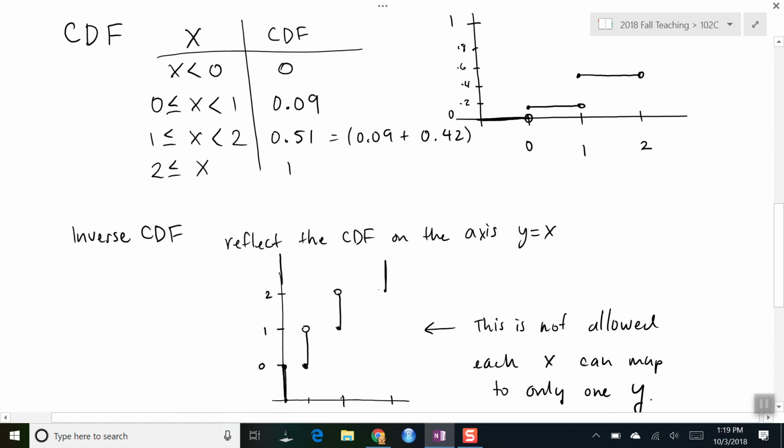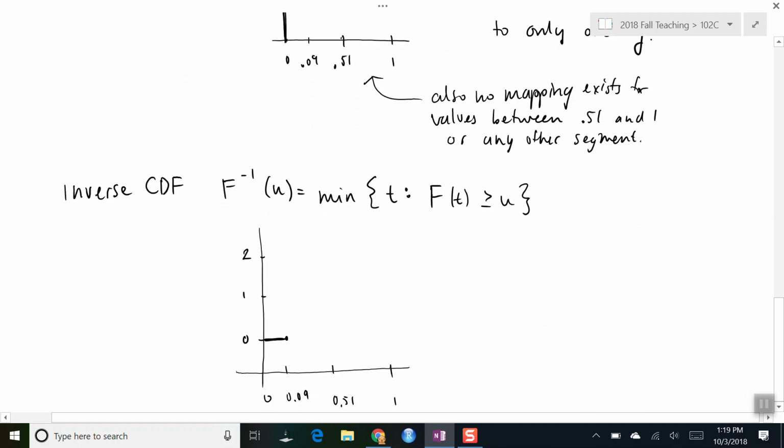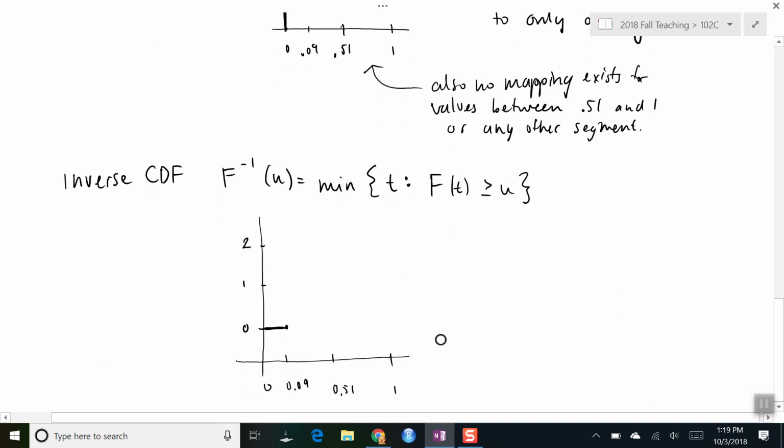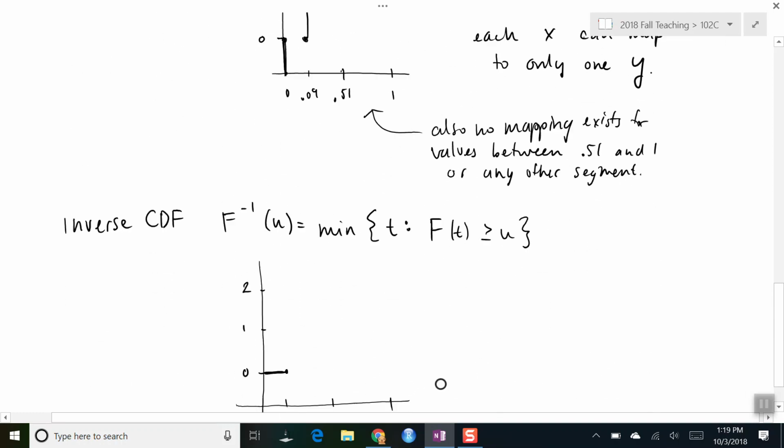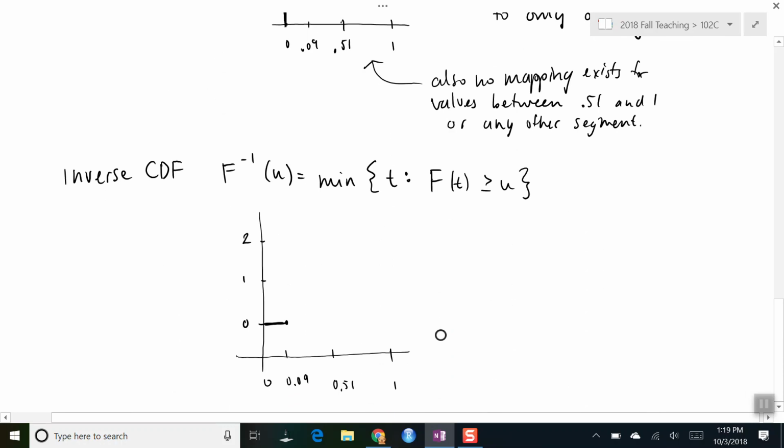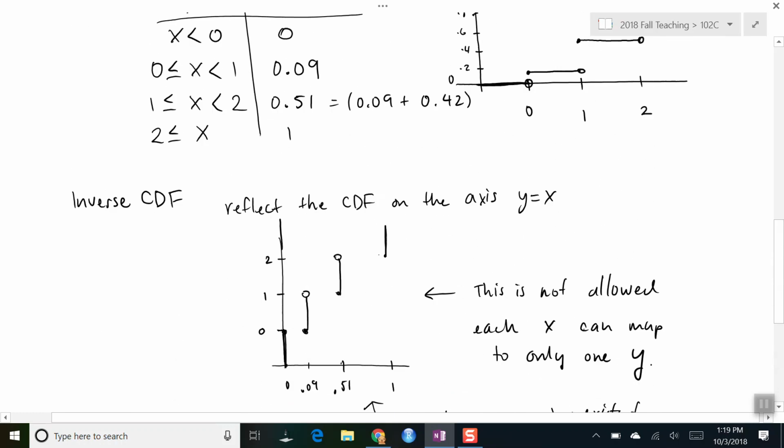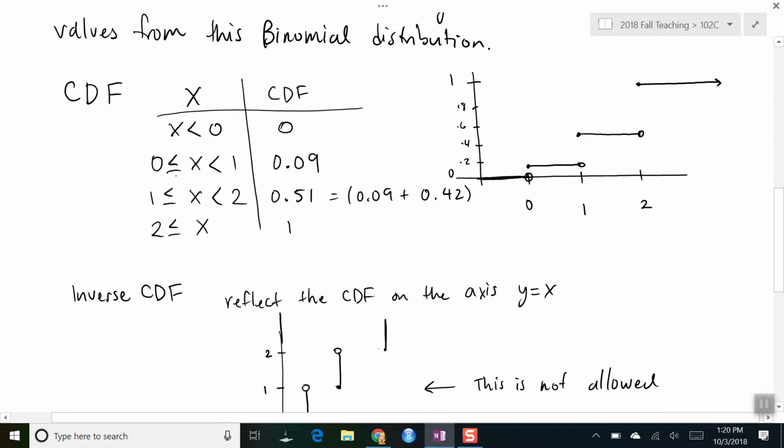Okay, so if u is 0.08, the smallest value of x that I can use that's going to produce a value that's bigger than 0.08 is going to be 0, right? Because any value between 0 and 1 will produce a CDF value of 0.09. So the smallest value that I can use that will still be bigger than 0.08 is going to be 0. Okay, and so that's what we have.